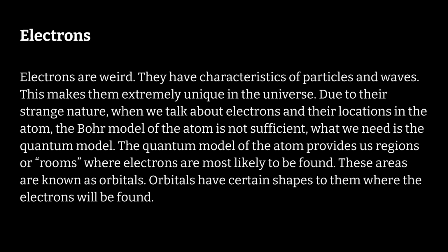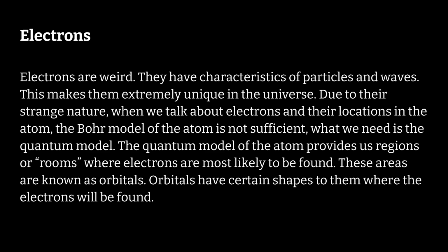Let's go ahead and take a look at our electrons. Now, looking at our electrons, this is going to get a little bit more complicated because electrons are very weird. They have characteristics of particles and waves, and this makes them pretty unique in the universe. And due to their strange nature, whenever we talk about electrons and their locations in the atom, the Bohr model, which is the most common model that we see, is not really sufficient in order to describe where those electrons are. What we need is the quantum model.